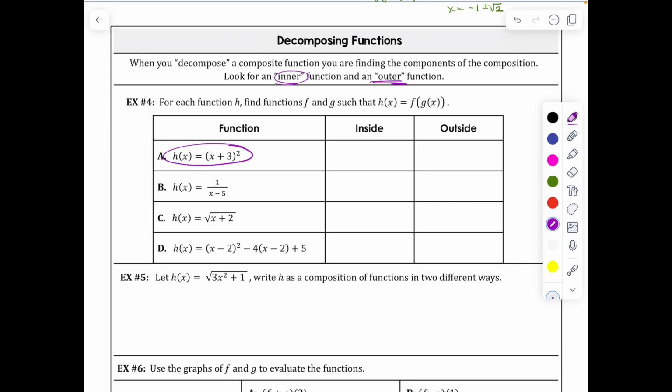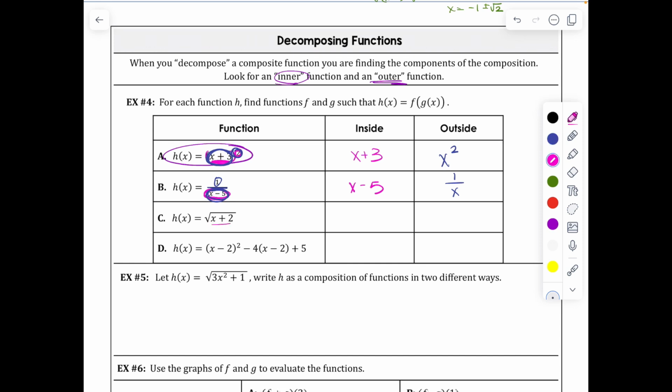I notice that h of x is x plus 3 squared. So I see that there are two functions here, a squared and a something squared. In this case, what would you say is the inside function? I'm going to say this x plus 3 is the inside function, and the outside function is this stuff being squared. So we say the outside function is x squared. Let's look at the inner function here. I see x minus 5 is the littler function, and the outside function is 1 over that stuff. So we say 1 over x.